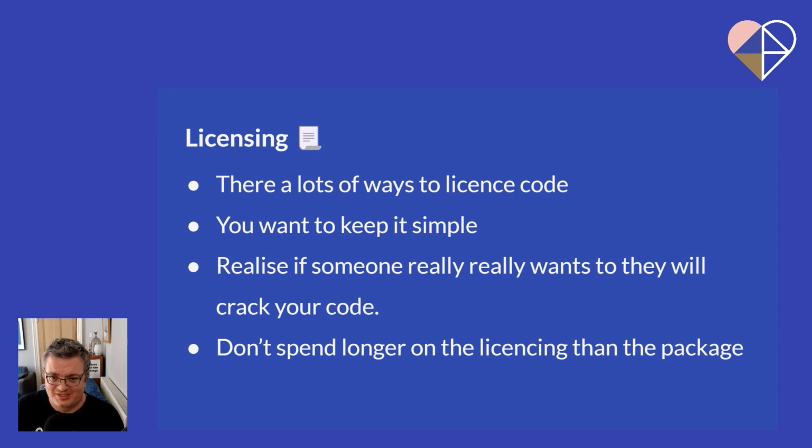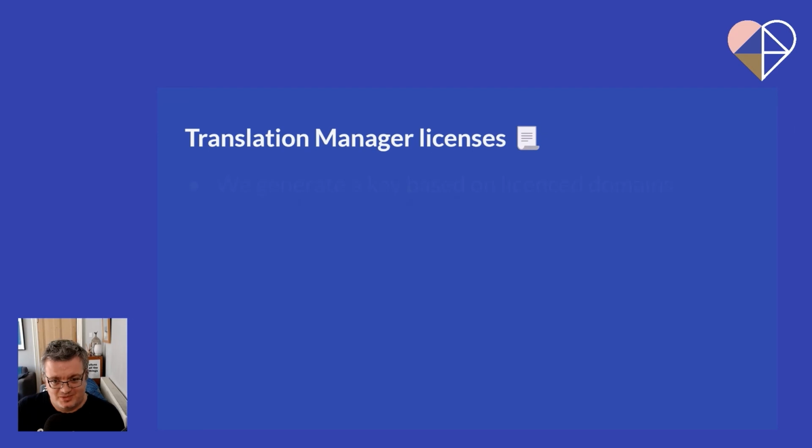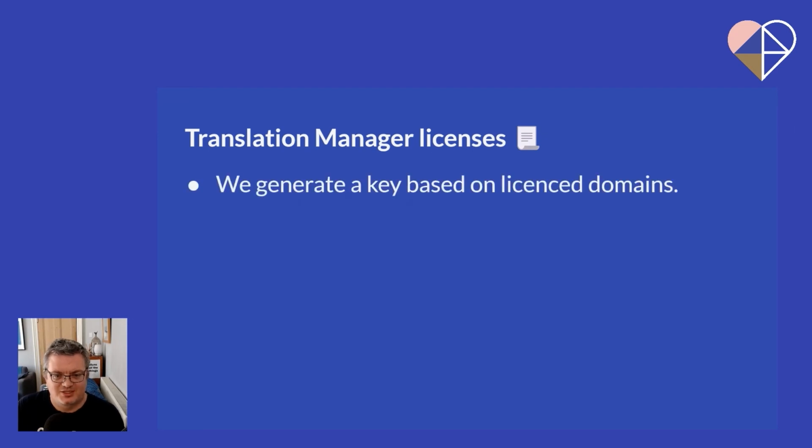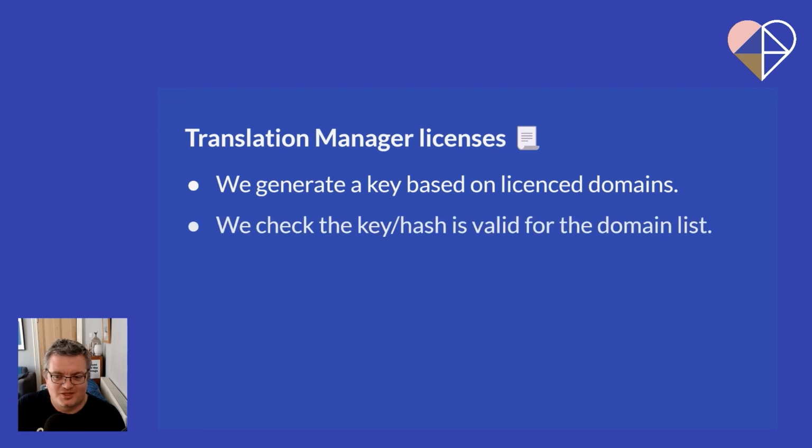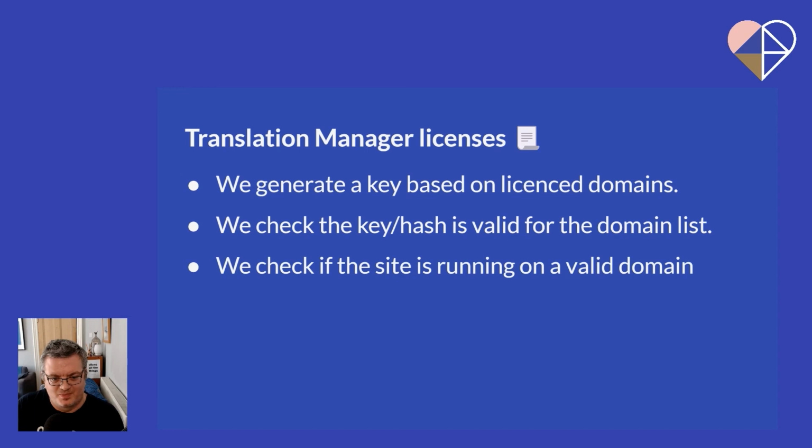It's very easy. It's very tempting. I can see how it might happen. So for example, the translation manager license, we generate a key based on the license domains. There's some hashes in there, but that's what we do. Then when that license is checked, it's a check if that key is valid for the list of domains that are in the key. And then we check to see if the site is running on a valid domain. And that's it. That's all a translation manager license is. People think there's all sorts of things going on and we're pinging sites, but in reality, we're not. It means the licenses work behind a firewall, so it's always worth doing.